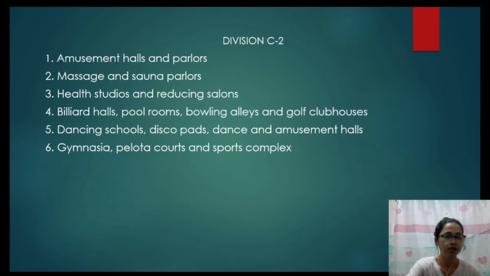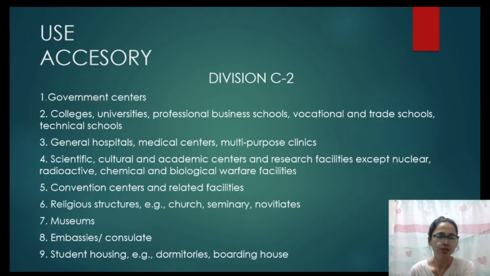While Division C-2 are amusement halls and parlors, massage and sauna parlors, health studios and reducing salons, billiard halls, pool rooms, bowling alleys, and golf clubhouses. 5 are dancing schools, disco pads, dance and amusement halls. 6 is gymnasia, pelota courts, and sports complex. Let's move to its accessory.